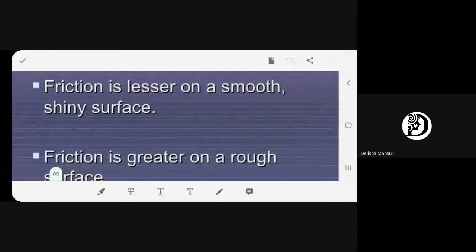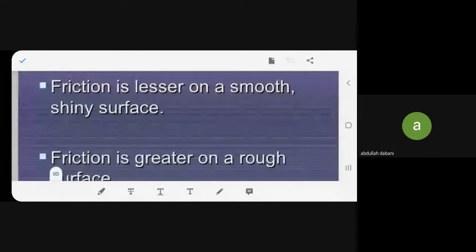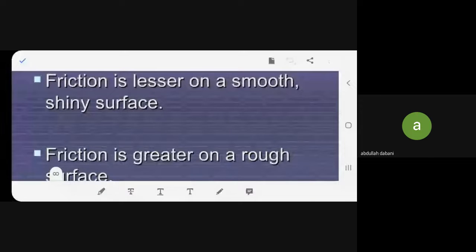See, it's all revision I'm giving you, so we need not do it again and again. Read. Friction is lesser on a smooth, shiny surface. Friction is greater on a rough surface. Do you think we have to explain it again? No, ma'am.